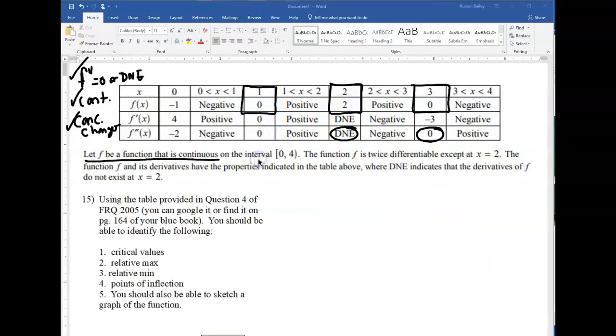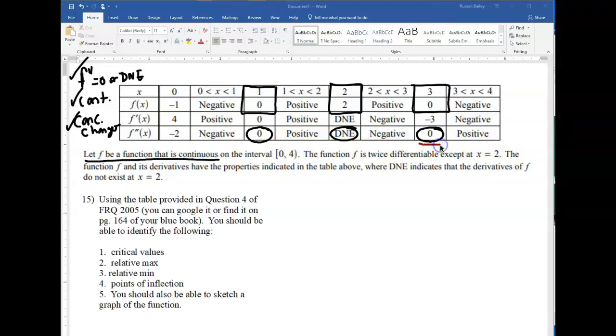So let's take a look at our first possibility here, x equals 0. And let's look to the left and right. Does the concavity change? Yes. So that's a point of inflection. The concavity goes from negative to positive. Let's look at the next one. The second derivative does not exist at x equals 2. Does the concavity change there? On the left it's positive, on the right it's negative. It sure does. So once again, we have another point of inflection.